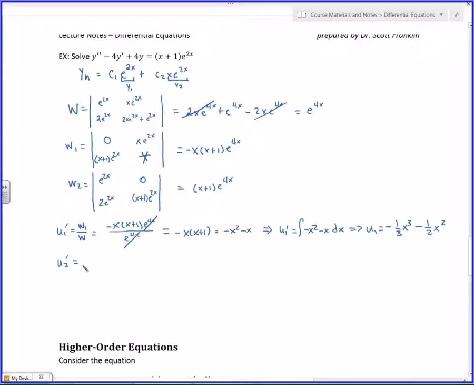U2 prime is W2 over W: x plus 1 e to the 4x, divided by e to the 4x. The e to the 4x cancel. So x plus 1. U2 is the integral of x plus 1 dx, which is 1/2 x squared plus x.